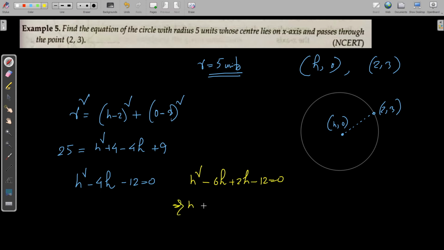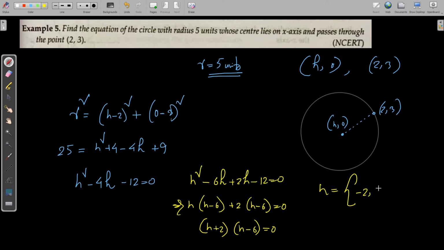So if I take h common, it will be h minus 6. If I take 2 common, it will be h minus 6 equals 0. So the factors will be (h plus 2) and (h minus 6) equals 0. So what two values did we get for h? It is minus 2, comma 6. So what are the possible centers of the circle? It can be either (minus 2, 0) or (6, 0).